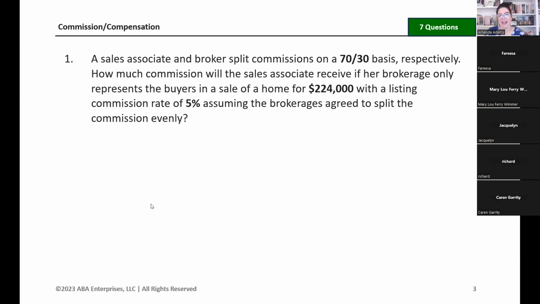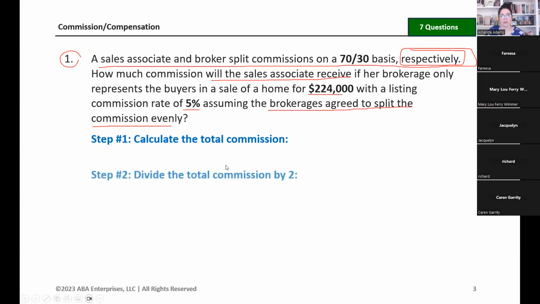You're welcome. All right, so let's get to the math bit. Here we go. Number one, a sales associate and a broker split commissions on a 70-30 basis, respectively. We're going to look at that word in a second. How much commission will the sales associate receive if her brokerage only represents the buyers in the sale of a home for $224,000 with a listing commission rate of 5%, assuming the brokerages agreed to split the commissions evenly?